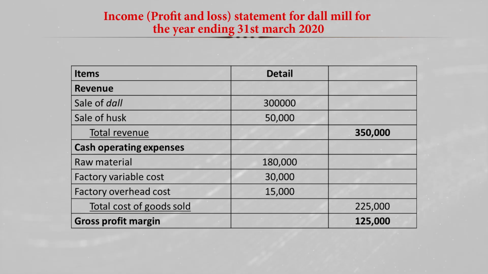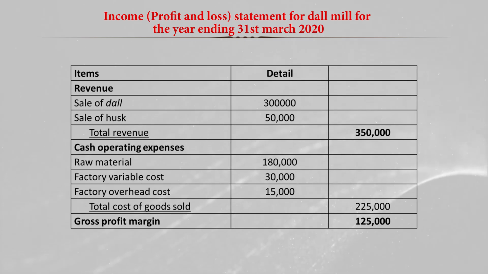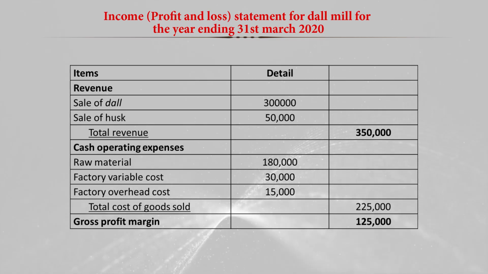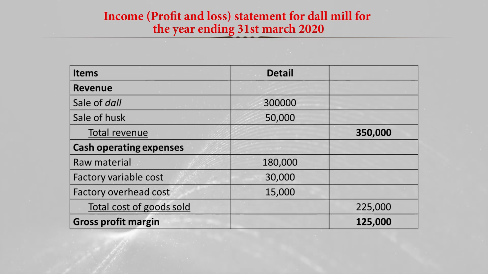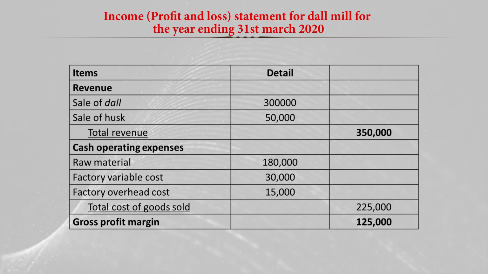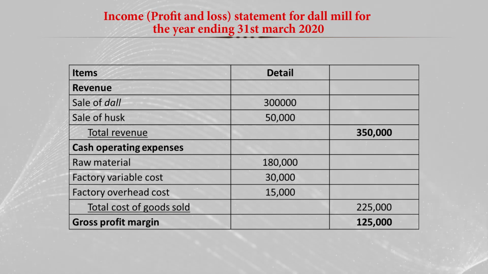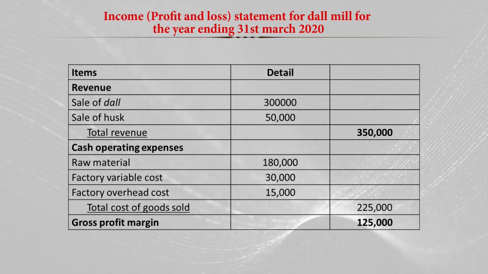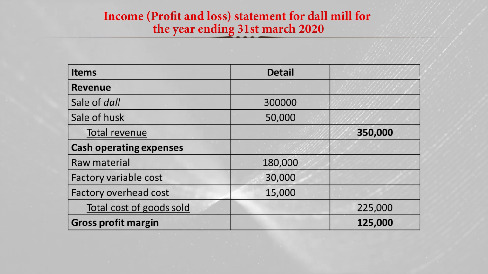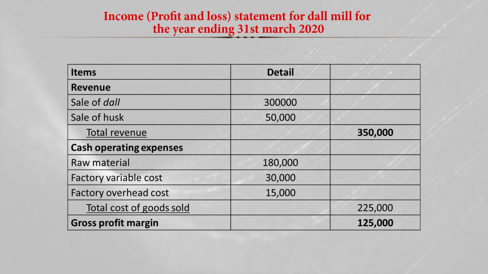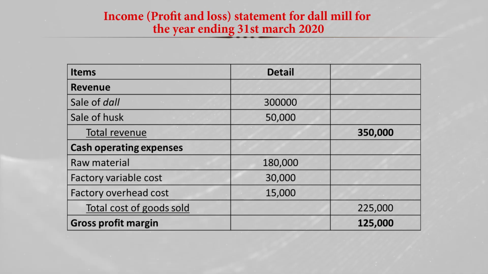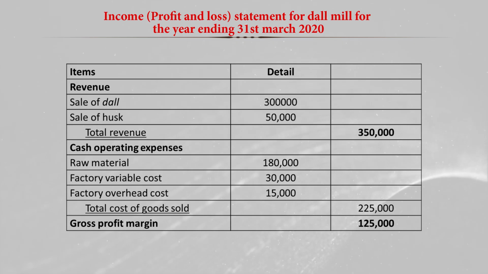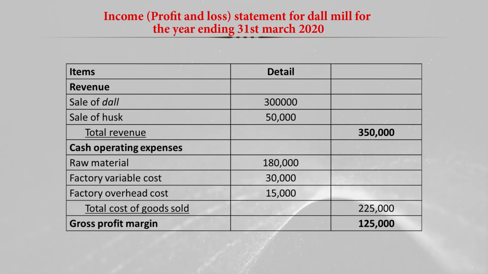dal mill, we can say, that is basically an agro processing unit, for the year ending on 31st March 2020. So here you see first we have prepared the revenue stream. In case of revenue, there are two sources. First is the sale of the dal, then the sale of the husk. The sale of the dal is 3 lakh rupees, and the sale of husk 50,000 rupees. So total revenue is 3,50,000.